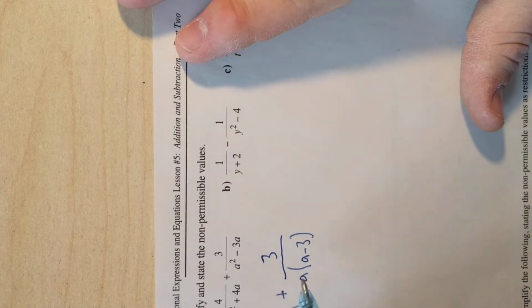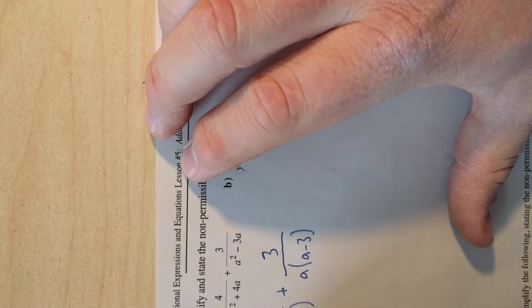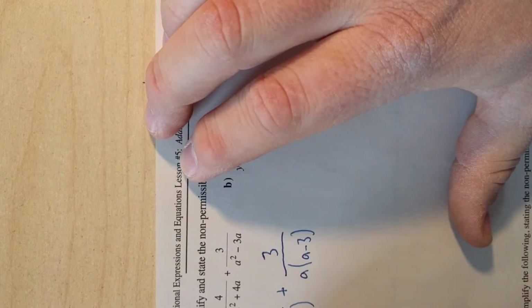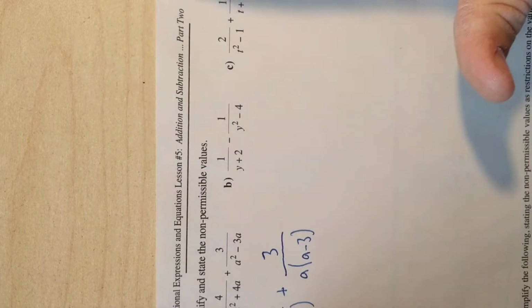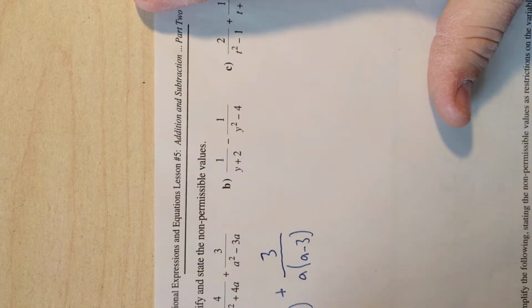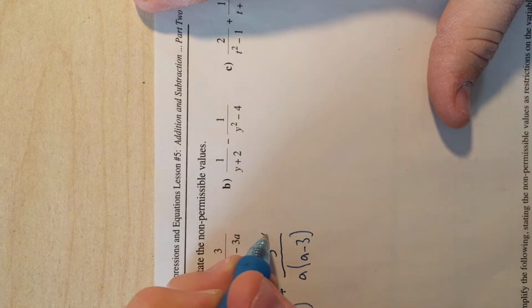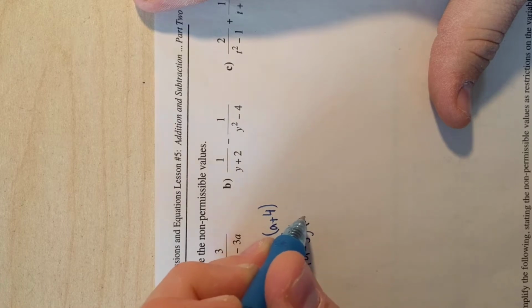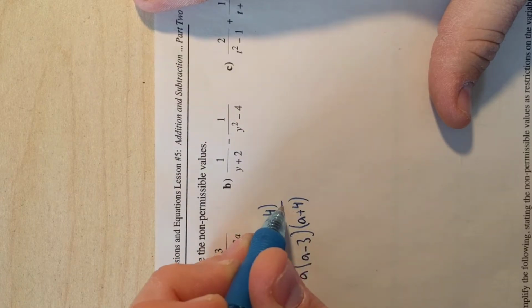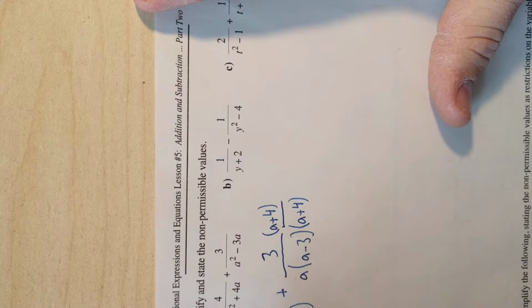So this one is missing the a minus 3, so we are going to write a minus 3 on the bottom. And just like with fractions, whatever you do to the bottom, you have to do to the top, a minus 3. Notice I put them in brackets to remind us that that is a factor unto itself. The right fraction is missing an a plus 4, so we need to multiply it by a plus 4. And again, what you do to the top, you do to the bottom. That's what keeps it as the same fraction.